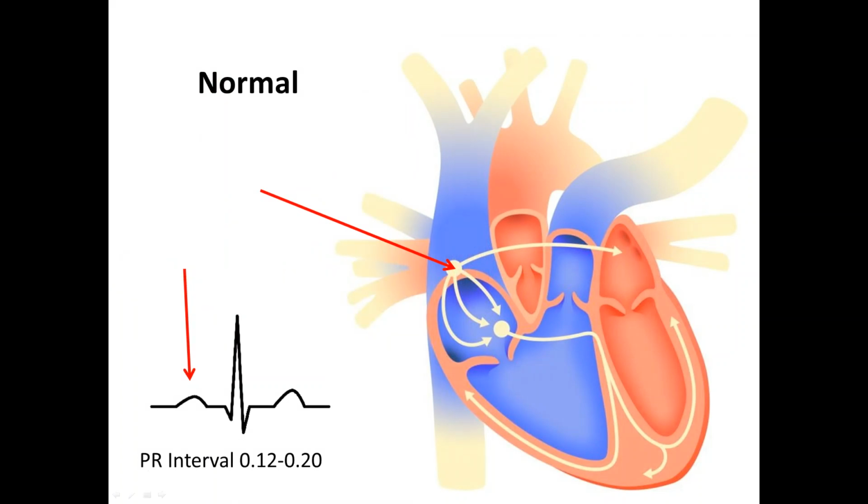During a normal sinus rhythm, electrical impulses are initiated by the SA node. These impulses move through the atria, pause at the AV node, and continue through to the ventricles. This causes a P wave before the QRS complex with a PR interval between 0.12 and 0.20.